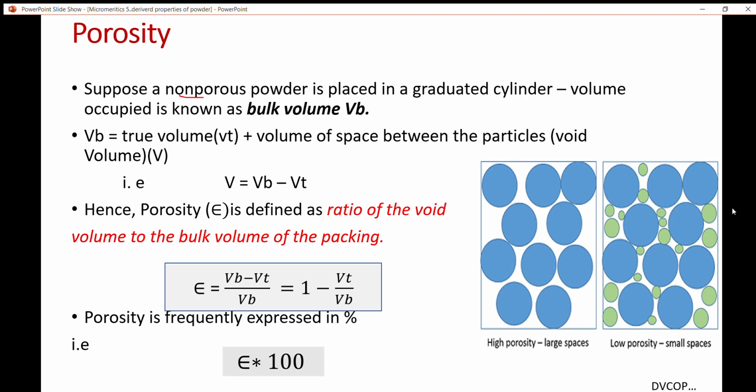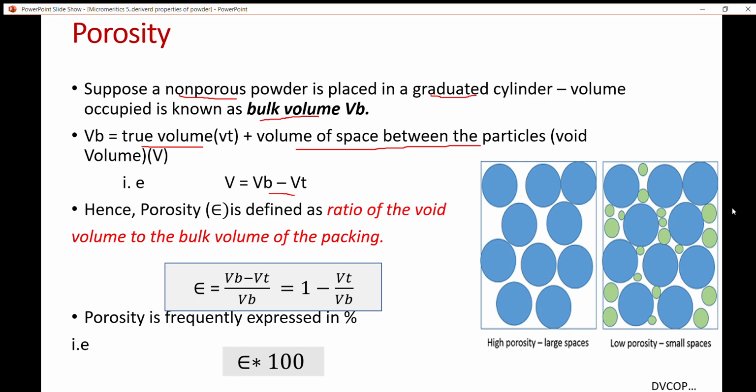Suppose a non-porous powder is placed in a graduated cylinder, then the volume of this powder in the graduated cylinder is known as the bulk volume. Hence the bulk volume is equal to the true volume of powder plus the volume of spaces between the particles, that is the void volume. It is represented as V. Hence V, the void volume, is equal to the bulk volume minus the true volume.